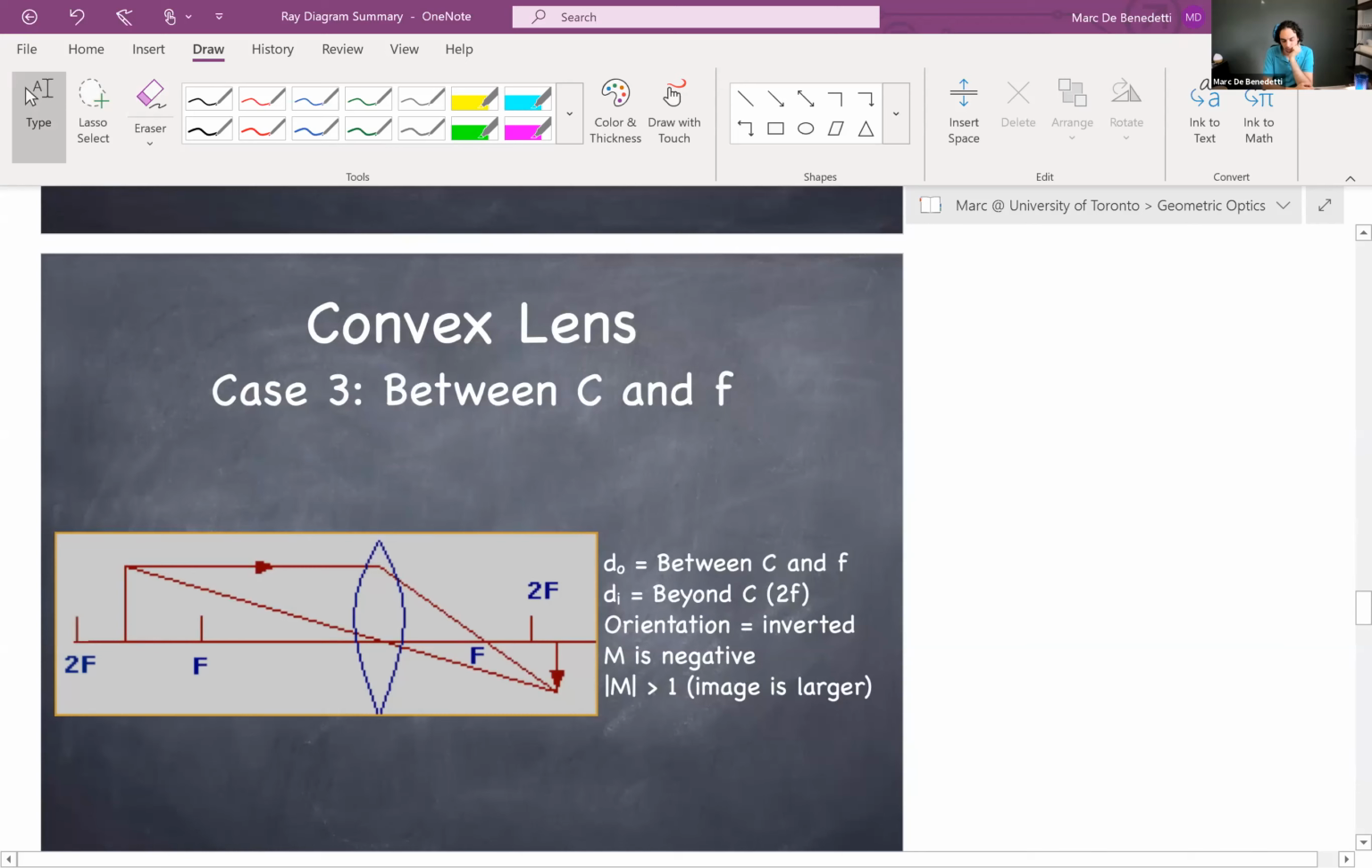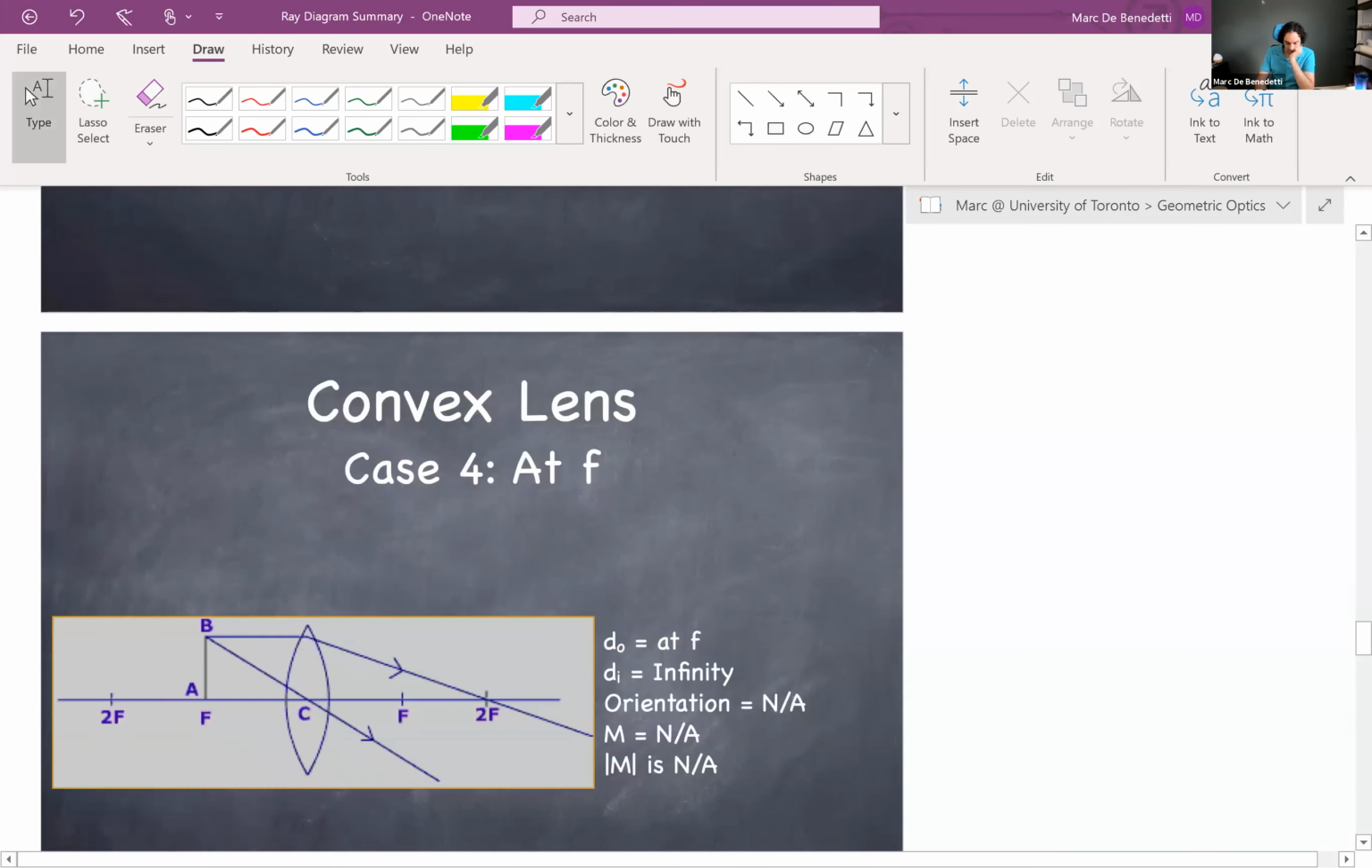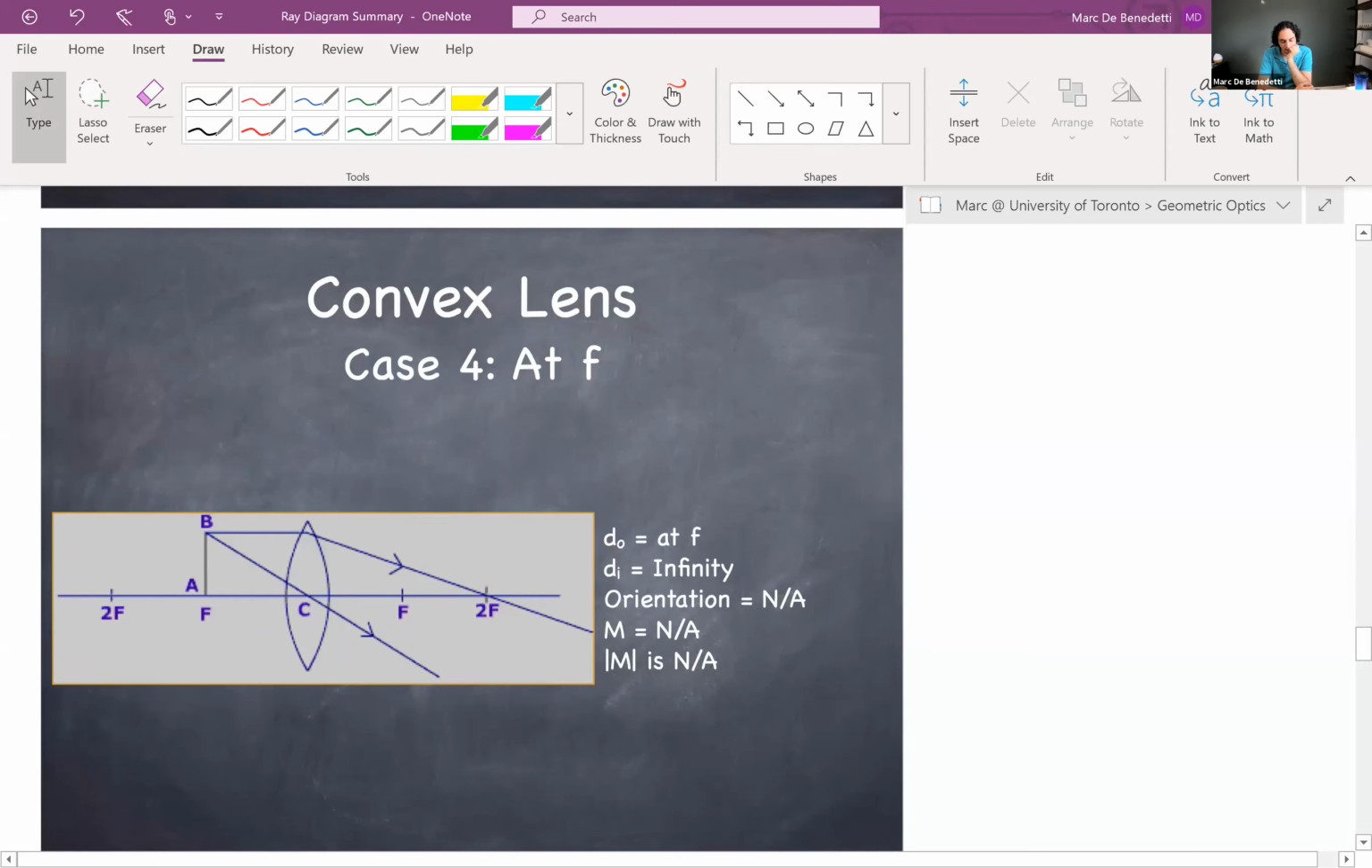And the same pattern holds for case 3. If you put the object in between the center of curvature and the focal point, your image is going to be beyond the center of curvature, beyond 2f, and it's still going to be inverted, but this time it's going to be magnified, larger than it was originally. So the magnitude of m is going to be bigger than 1, but m is negative because it's inverted. And the same pattern happens with case 4. If you're at the focal, nothing happens. There is no image one way or the other. It's not virtual, it's not real, it just doesn't exist.